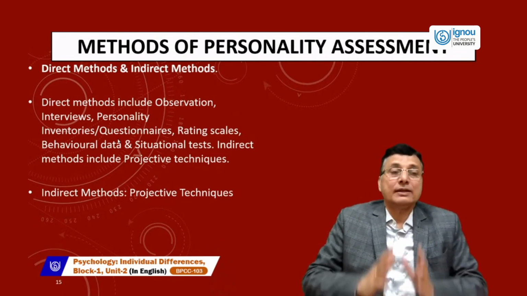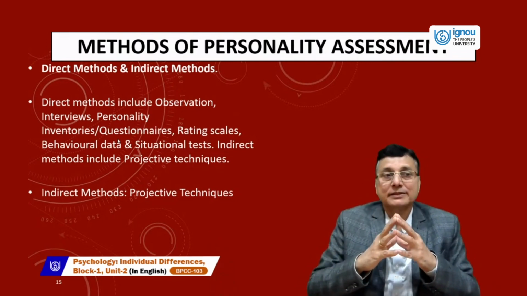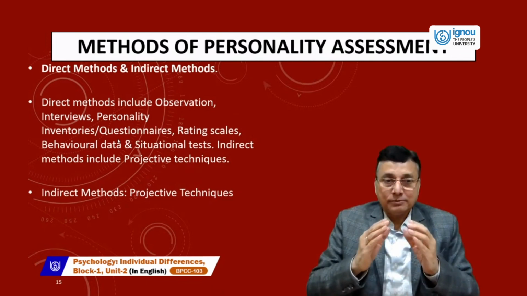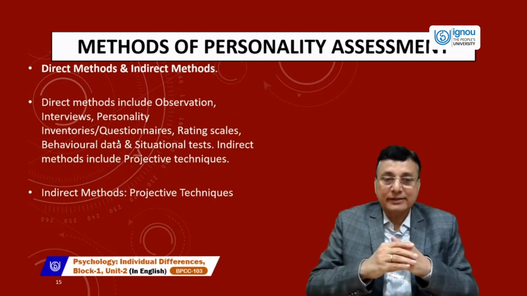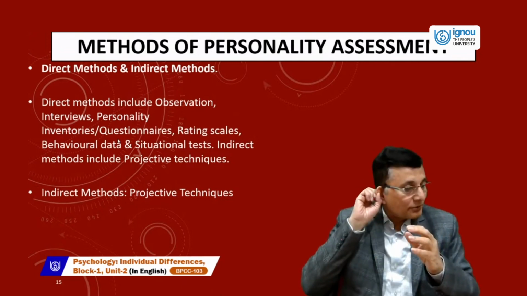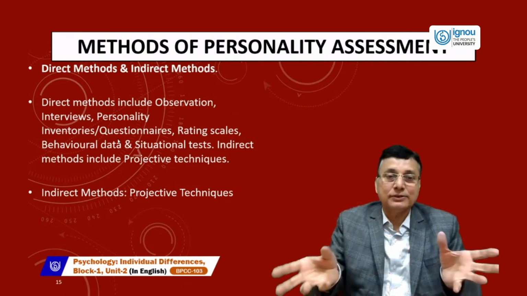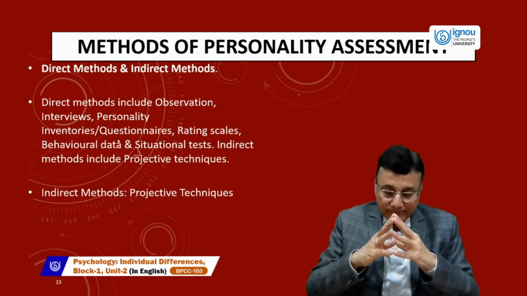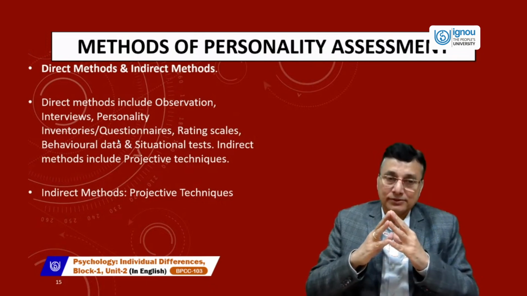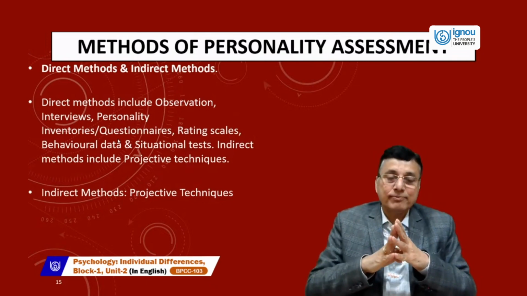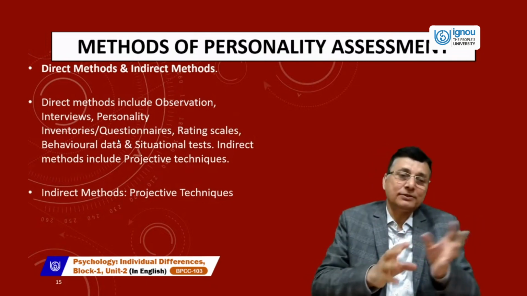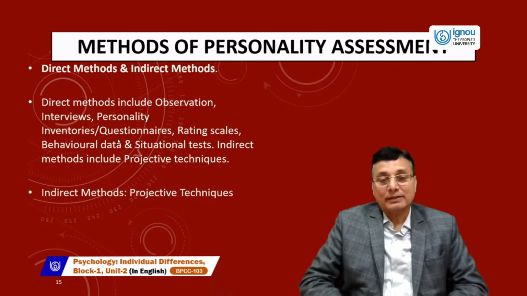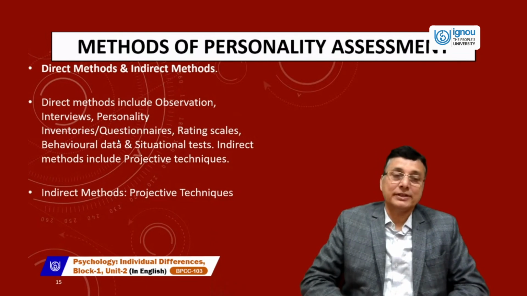Basically, direct methods are easy to administer because norms are there, instructions are written, and tables are there. Whatever score you get, you just convert the score and you get the findings. So direct methods are very easy to administer, scoring is also sometimes very easy, and interpretation is based on the manual. So less skill is required. Whereas in indirect methods, very intensive training is required.